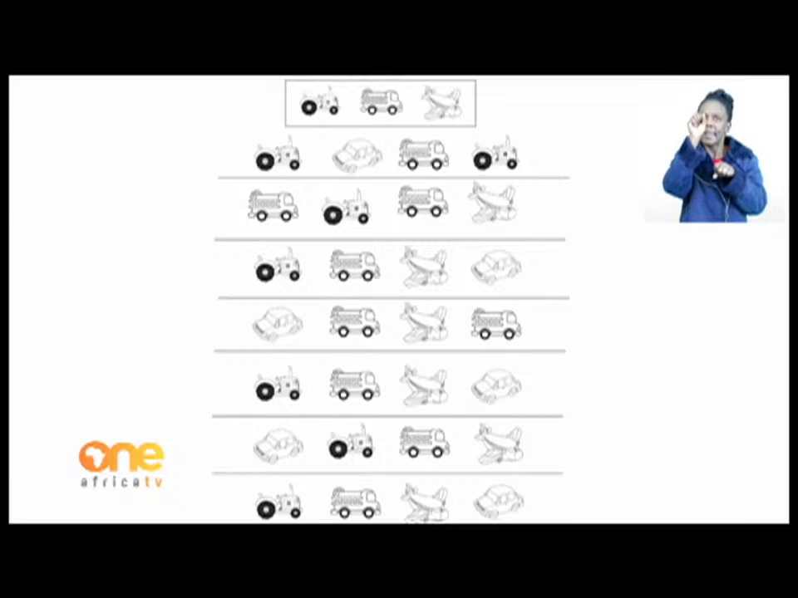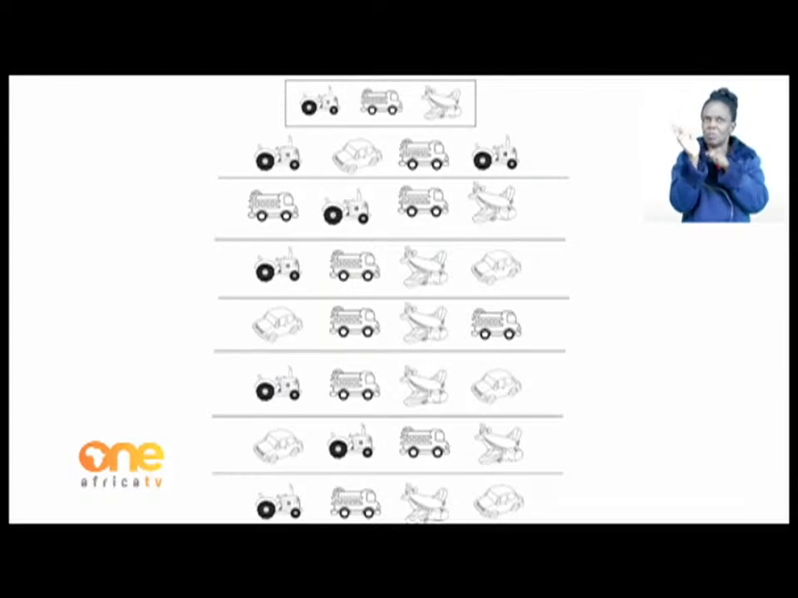Yes, we can see our pattern there. There we can see that there is a tractor, a bus, and an aeroplane. I'd like you to color the tractor, the bus, and the aeroplane. Remember, a pattern is done in order, so you cannot color the first bus because that will be wrong.